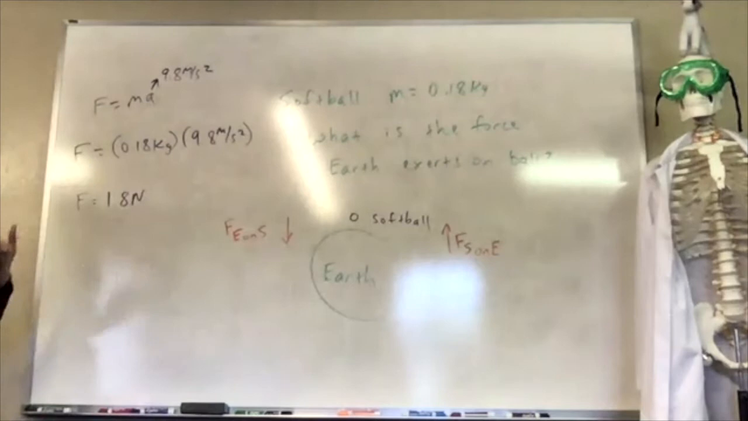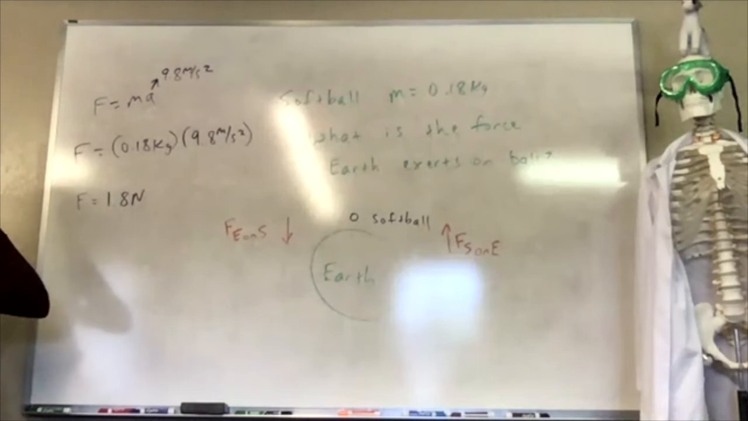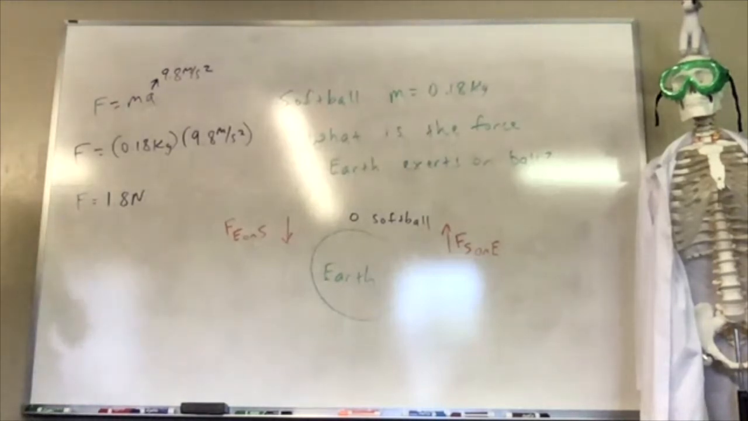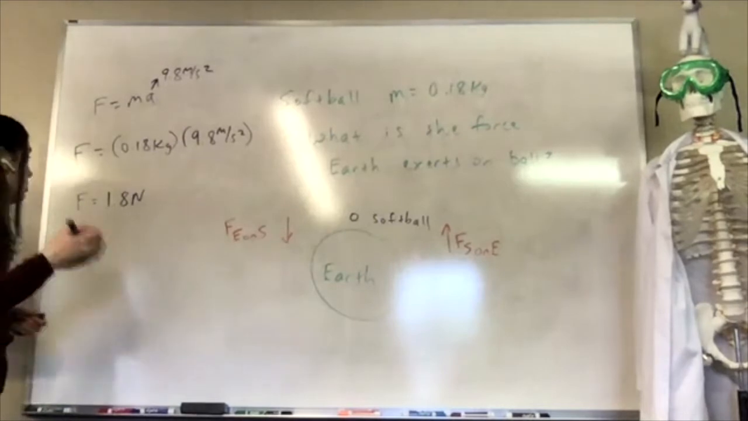The last thing is to say the direction. Which way does Earth pull on the softball? That's right. And so we can say to the center of the Earth, we can say downward, because usually that would be how we would see things, going down to the ground. Or we could just say negative, because generally downward is negative.